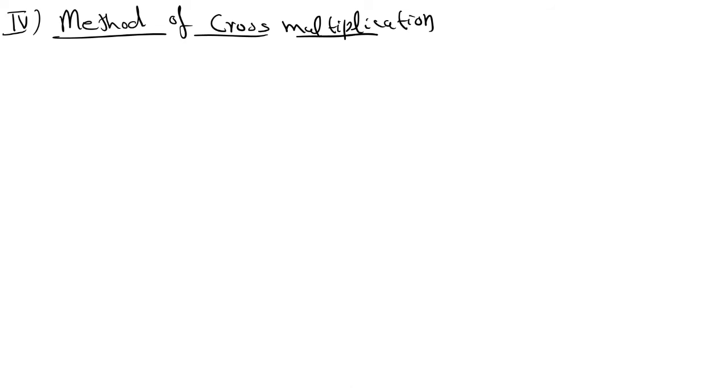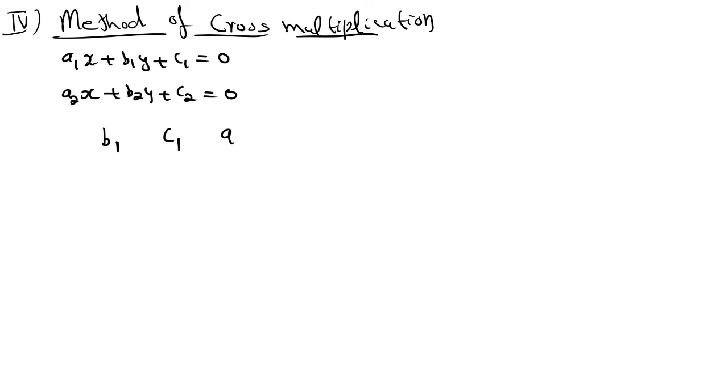Next is the method of cross multiplication. Suppose consider the linear equations in the form a1x plus b1y plus c1 equal to 0 and a2x plus b2y plus c2 equal to 0. To find the solution for this system using cross multiplication, you need to write this as: first start with b1, write c1, then a1, then again the starting point b1. Then start with b2, c2, a2, then again the last point b2 you need to write.